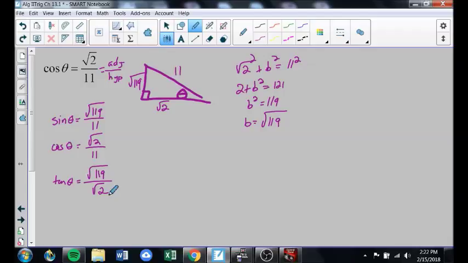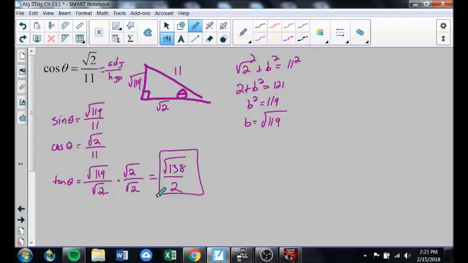Now, you might remember, we're not allowed to have radicals in the bottoms of fractions. So I'm going to rationalize this by multiplying by 1, by root 2 over root 2. Because root 2 times root 2 is just 2, and 119 times 2, so this becomes root 238. That is what I would call my tangent. You can't have radicals in bottoms of fractions, so rationalize.